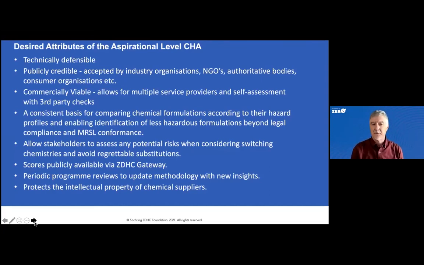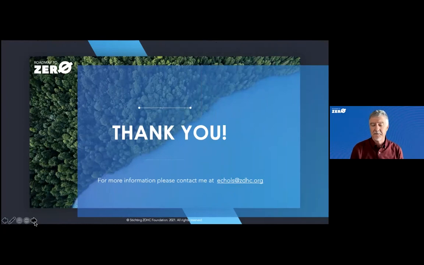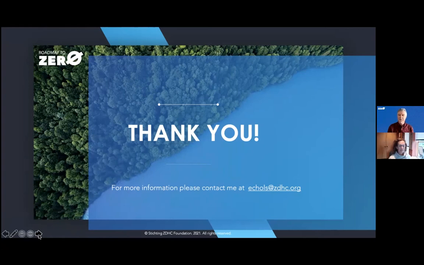We want to have these scores publicly available. We want to have reviews to make sure we're updating our methodology as needed, and it also has to protect the intellectual property of chemical suppliers. So that's what we're trying to do. We definitely want to go beyond the hazard assessment and are working towards that too. But this is the basis for what we're trying to do in terms of implementing more sustainable chemistry. So I appreciate your time and thank you very much.